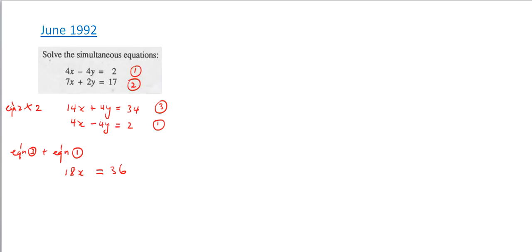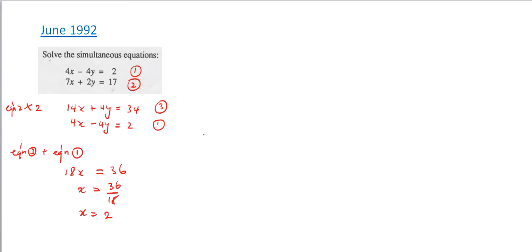Now it is going to seem a little strange when you start solving equations using elimination, but with some practice you'll be able to get it. So 18x is equal to 36, therefore x is equal to 36 over 18, so therefore x is equal to 2. So we've solved for x.